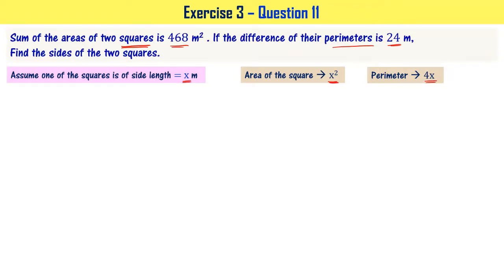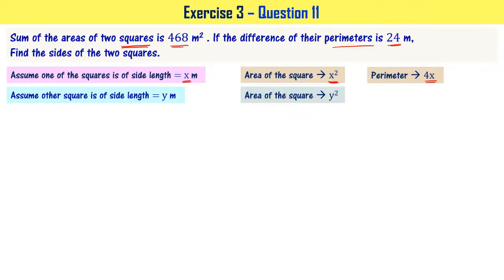Now let me say that the other square is of side length y meters. In that case, the area of this particular square is going to be y square and perimeter is going to be 4y, right? Now look at the first statement. It says that when you add these two areas, it is going to be equal to 468, and when you take the difference between these two, that is equal to 24, right?